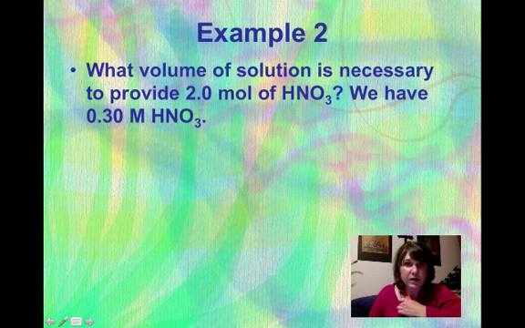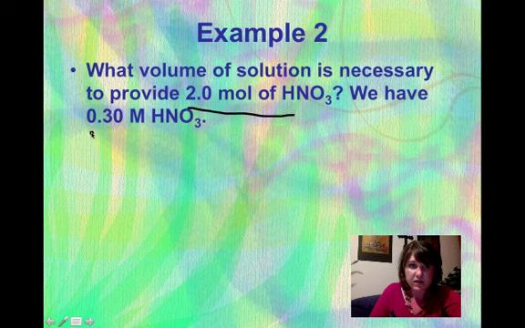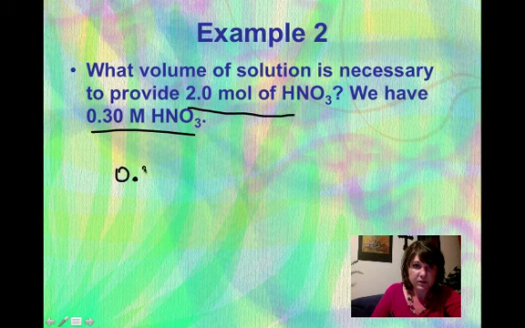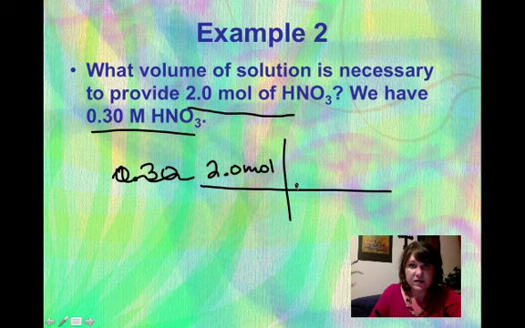Okay, here's our next example. What volume of solution is necessary to provide 2 moles of nitric acid if we're starting with a solution of 0.30 molar nitric acid? Okay, so let's start with what we know. Nope, let's start with 2 moles. We have 2 moles and our solution is 0.30 molar.